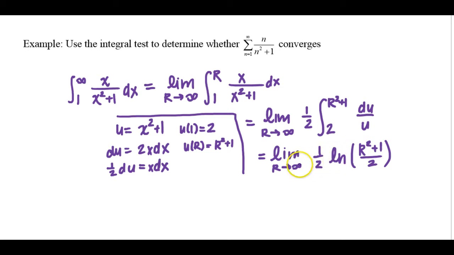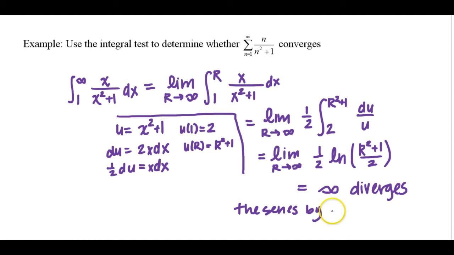Alright, so now as r approaches infinity, the r is in the numerator in here, so r squared is getting really big. The top's getting bigger faster because 2 stays the same on the bottom, so what we're really trying to think about is the natural log function as r goes to infinity. Well, the natural log function grows bigger forever. It grows slowly, but it grows bigger forever. So this is infinity. So this improper integral diverges. So since this improper integral diverges, we can say that the series by the integral test also diverges.